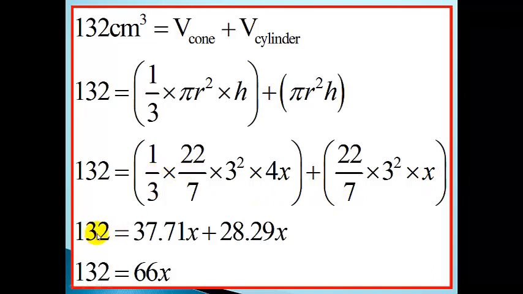Now we have 132 is equal to 1/3 times 22/7 times 3 squared, that is 9, times 4x, which will give us 37.71x. Plus 22/7 times 3 squared times x will give us 28.29x. And now 37.71x plus 28.29x will be equal to 66x. And so 132 is equal to 66x.